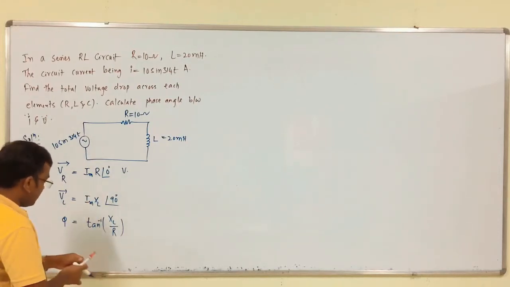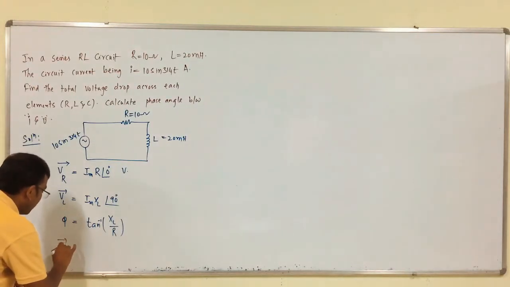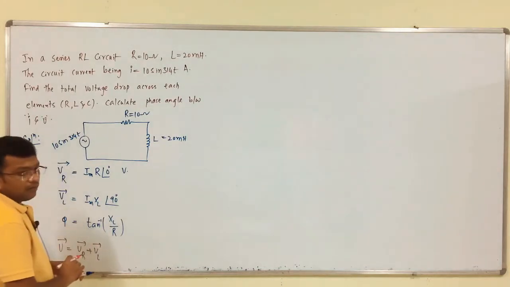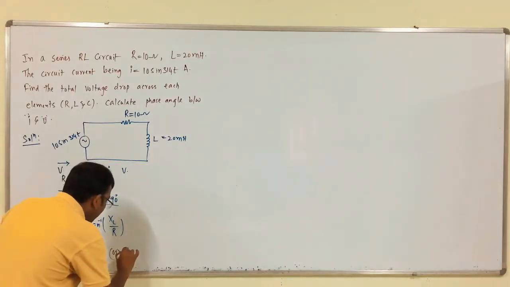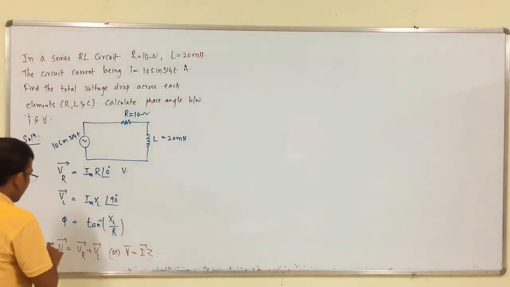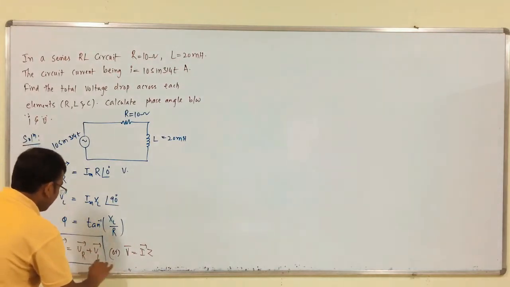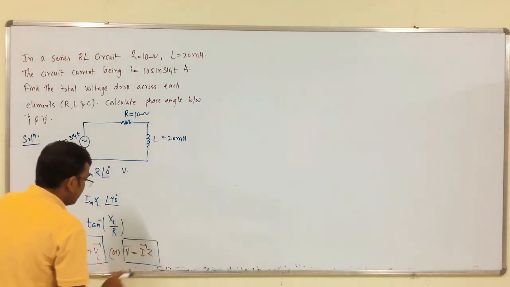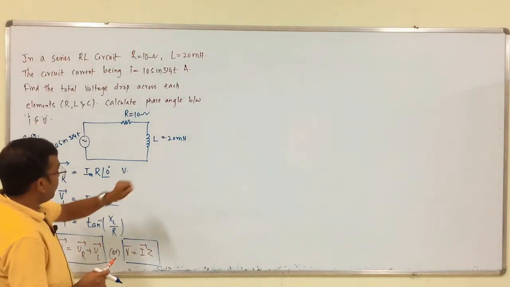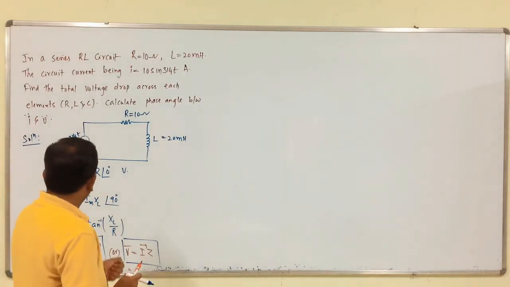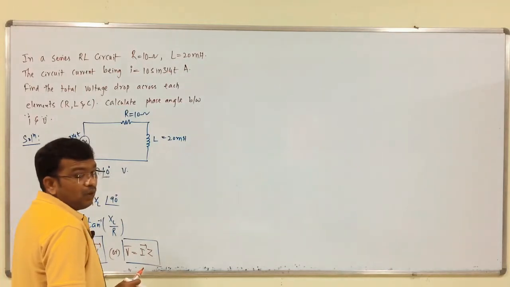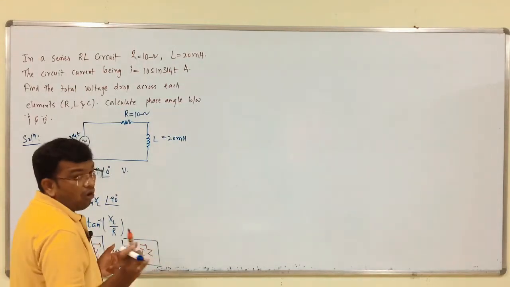After getting this, we have to calculate the total voltage, which is VR plus VL, or we can simply calculate I into Z. So there are two ways. Now we have to calculate first VR, VL, then the phase angle, and at last the total voltage.